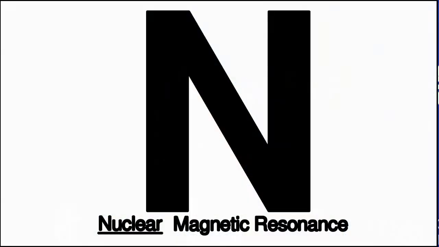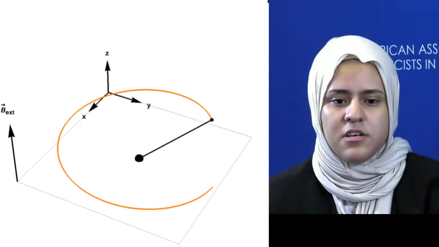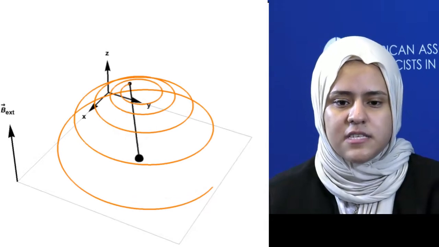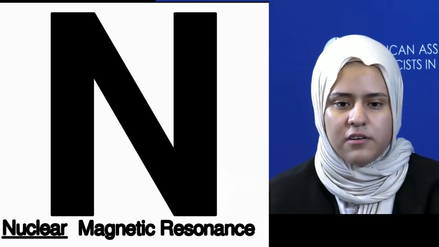N is for nuclear magnetic resonance. Nuclear magnetic resonance is a process where a nucleus in a magnetic field absorbs and re-emits electromagnetic radiation. Surface nuclear magnetic resonance can be used to test the quantity of water contained in an aquifer.